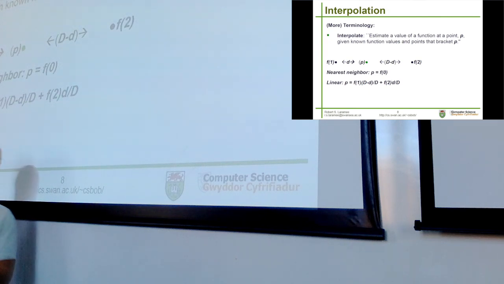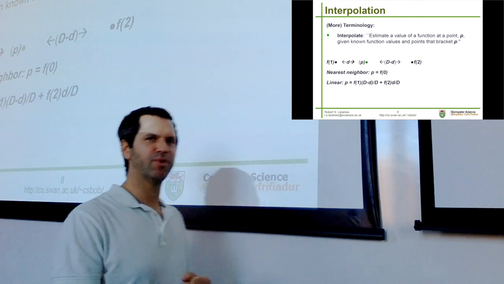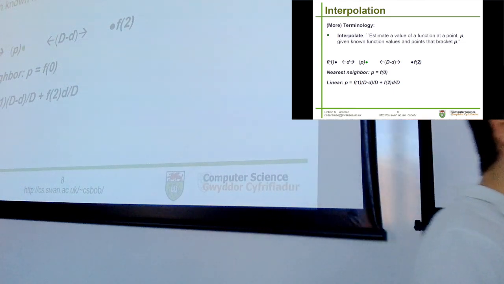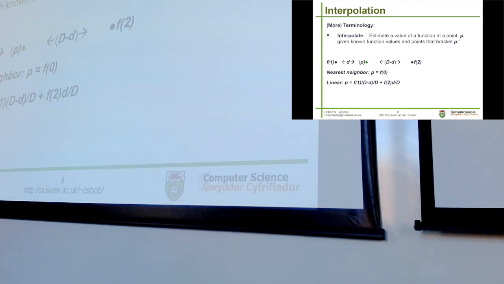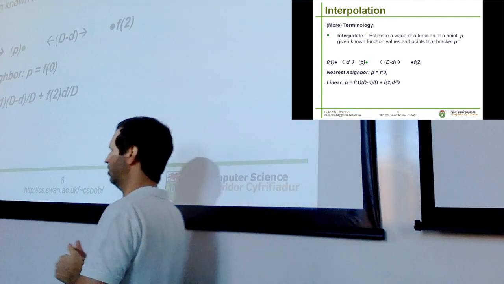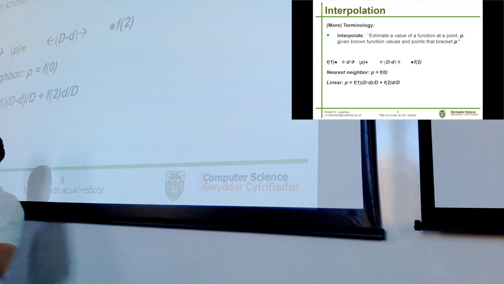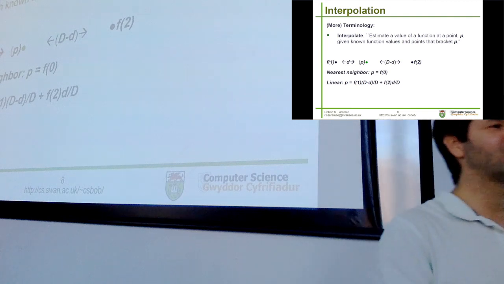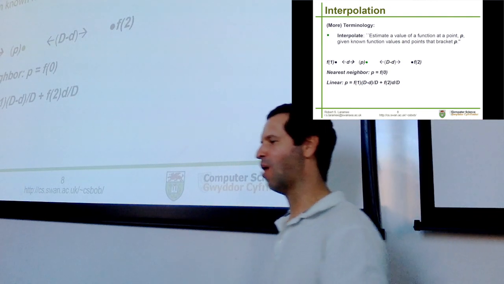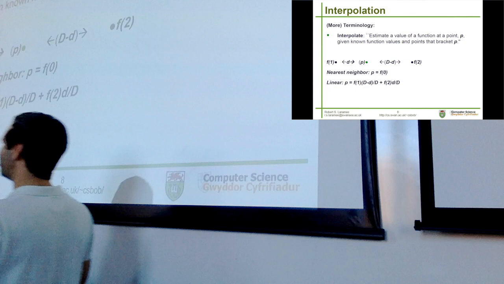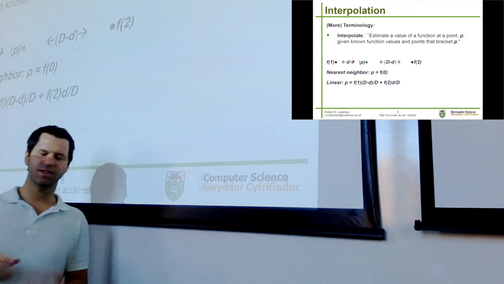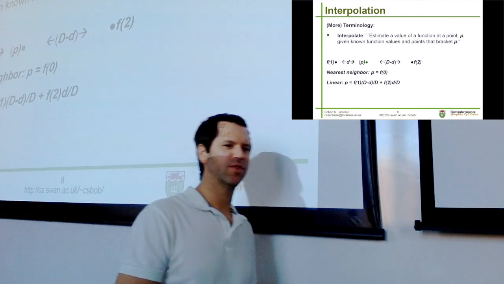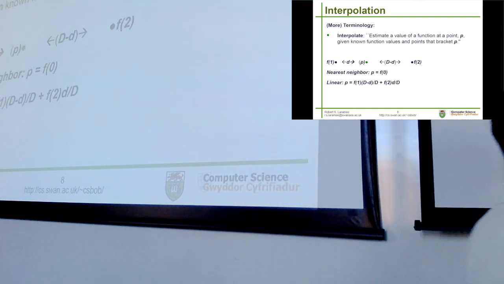So if I'm in Neath and I want to report a temperature for the weather forecast, and I don't have a weather station, I use Swansea's weather station temperature, not Cardiff's, because Neath is closer to Swansea than Cardiff. So I just copy Swansea's weather forecast. That is the least accurate form of interpolation, but it's also the fastest. It takes the least computation time.